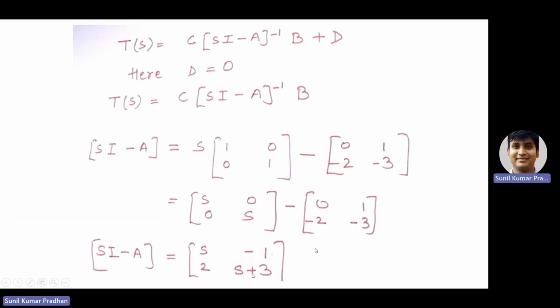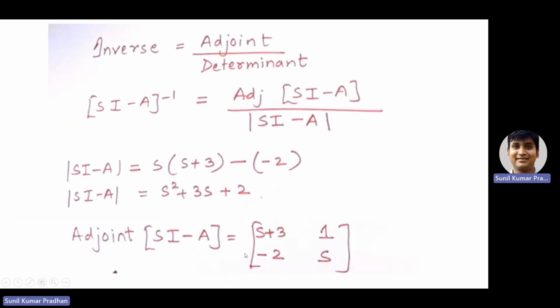Okay. So then what is your adjoint of this matrix? So s plus 3 will go here, s will come here. Then you have to change the sign, so it will be minus 2 and 1. So this is your adjoint of this matrix: s plus 3, 1, minus 2, s. And what is the determinant of this matrix? It's s square plus 3s plus 2.